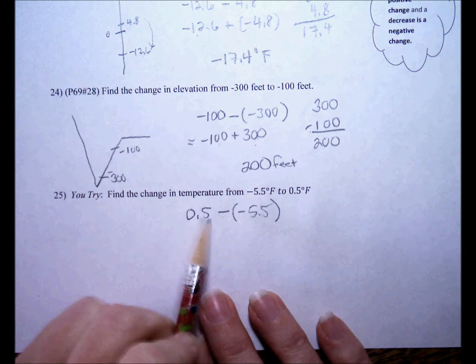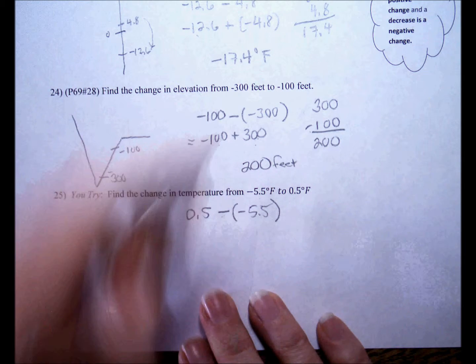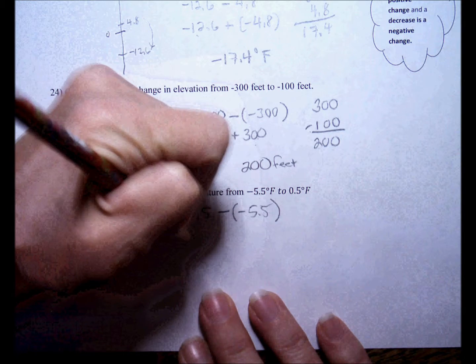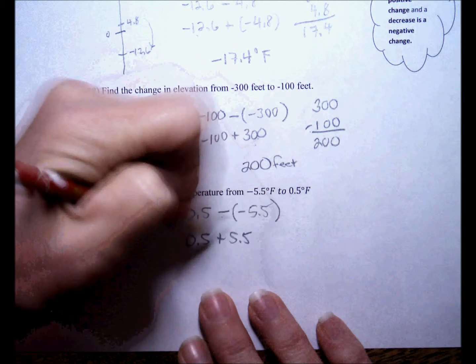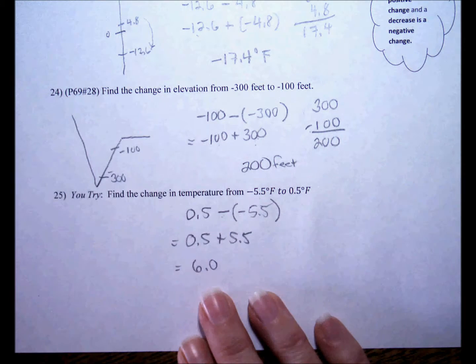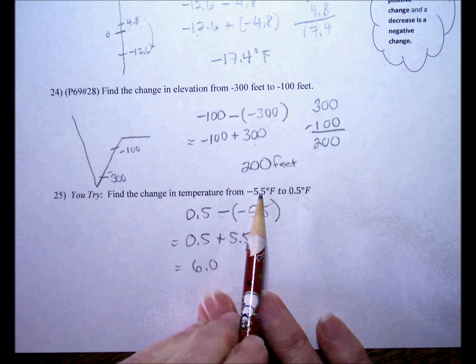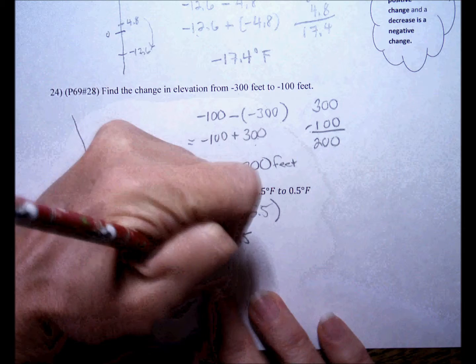Okay, so here's our starting temperature, here's our ending temperature. We're going to subtract the starting value from the ending value, so 0.5 minus negative 5.5. When we subtract, we add the opposite, so we're going to add a positive 5.5. 0.5 plus 5.